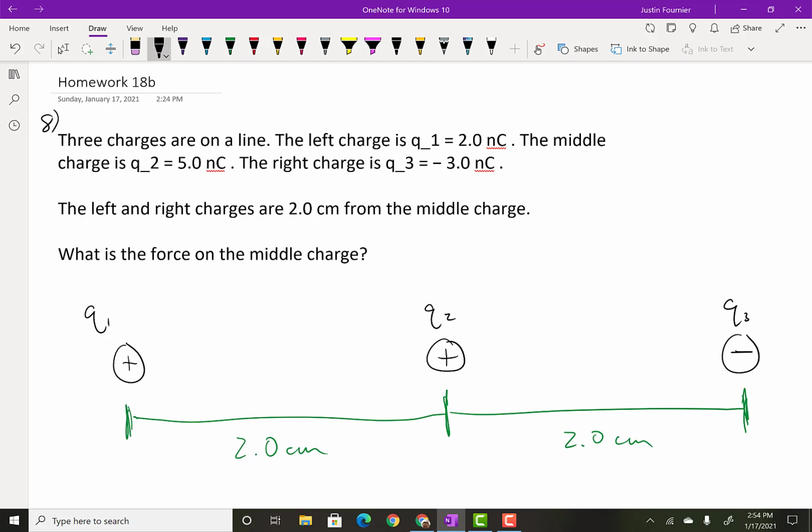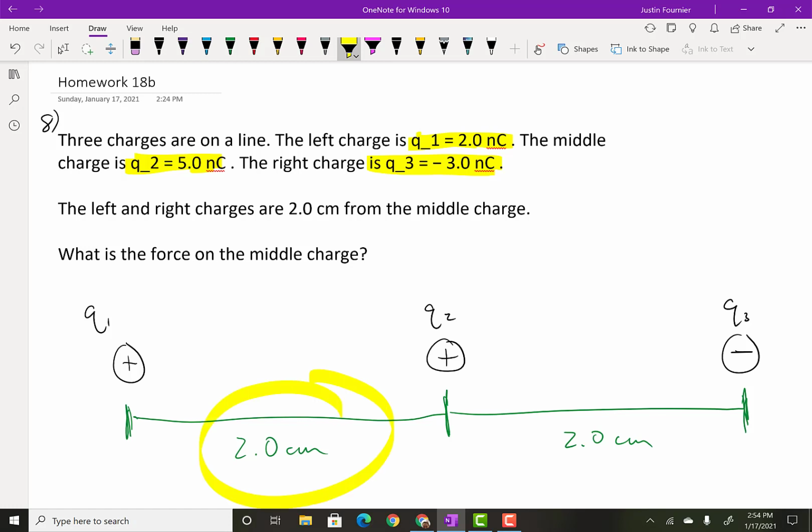So it says three charges are on a line. The left charge is Q1, 2 nanocoulombs. The middle charge is Q2, that's 5 nanocoulombs. The right charge is Q3, that's negative 3 nanocoulombs. It says that the left and right charges are 2 centimeters from the middle charge. And then it says, what's the force on the middle charge?